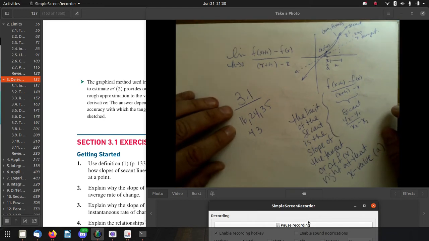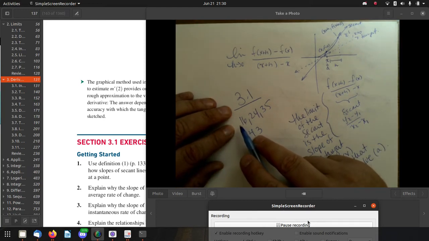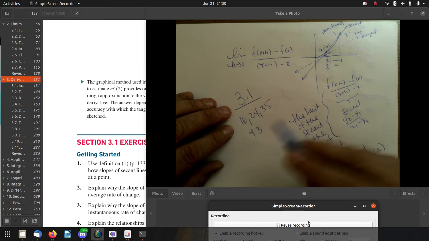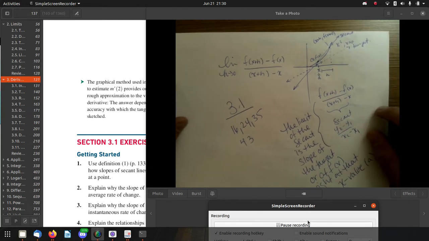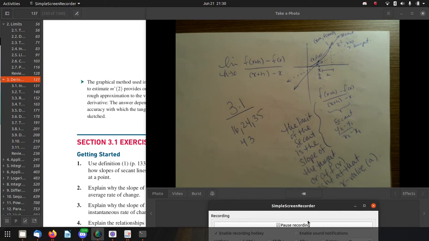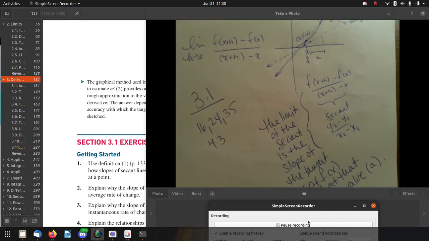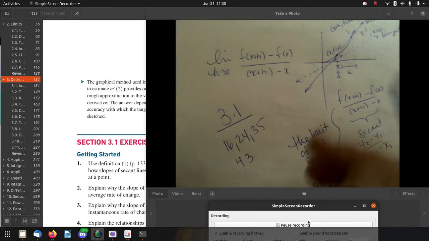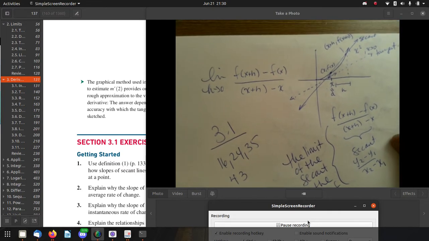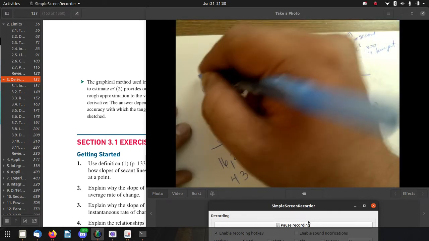And so now we're going to do 3.1, and we're going to look at 16, 24, 35, and 43. So the first thing I want to do is just take a minute to say you need to take a step back and remember that we have lots of reasons we've been using limits.